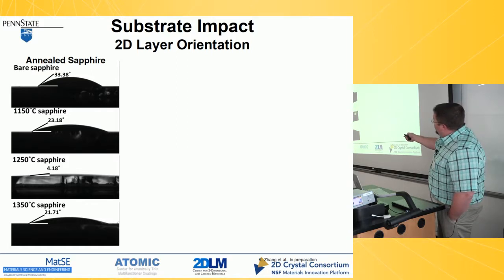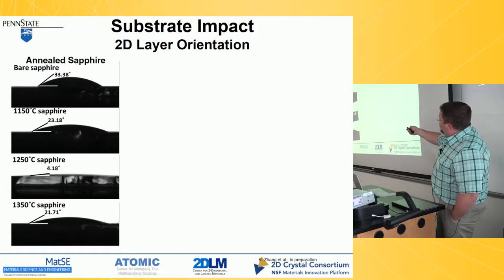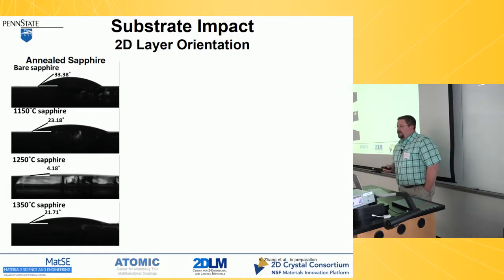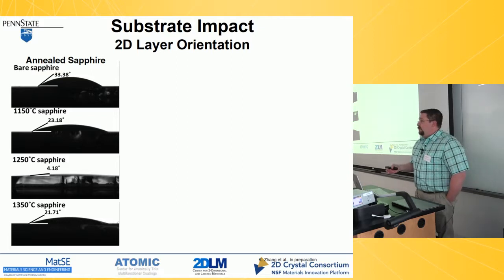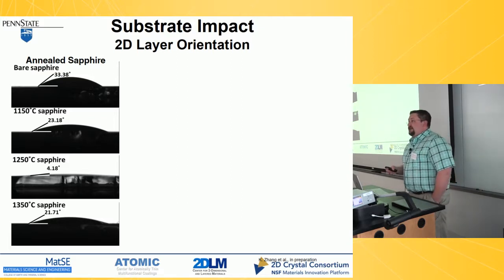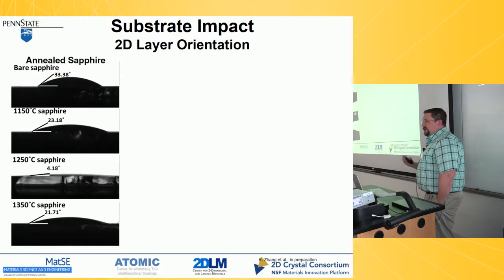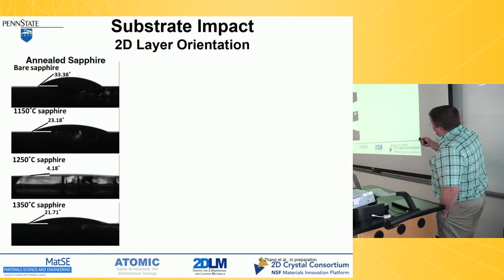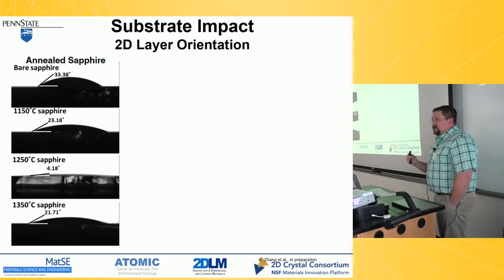So this big black square here is our sapphire. There's a water droplet there, and this angle that we're measuring, the water droplet, tells us a little bit about the surface energy of the material. So the lower the angle, the higher the surface energy. That means it wants to lower its energy, so you're going to get stronger interactions between that and the 2D material. And in fact, this is as received, 1150C, 1250C, 1350C anneal of the sapphire substrate alone for 1 hour.